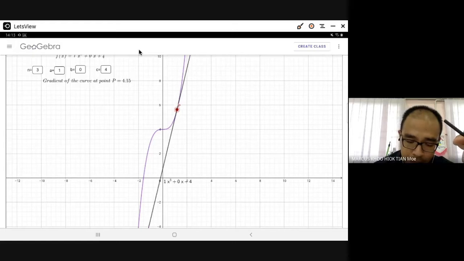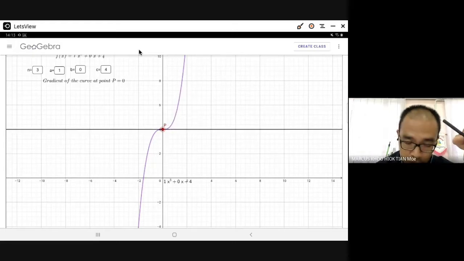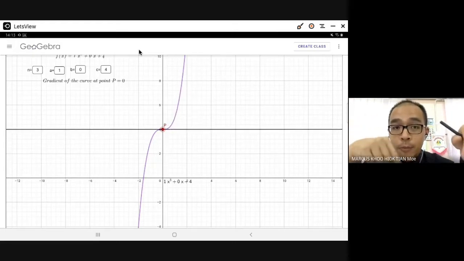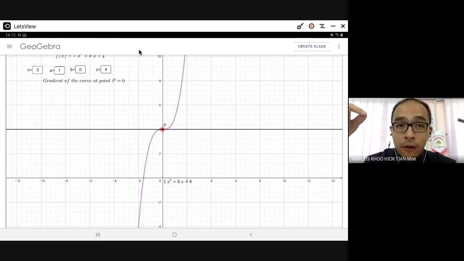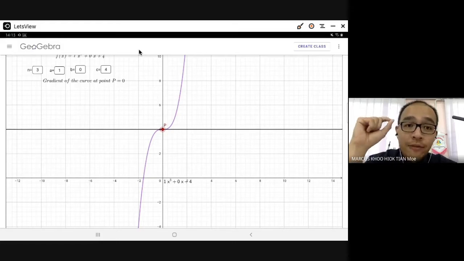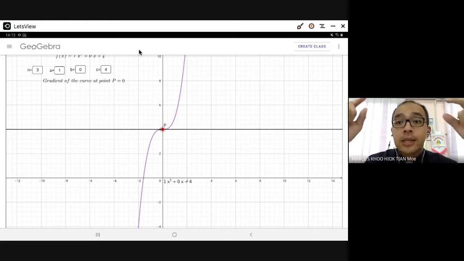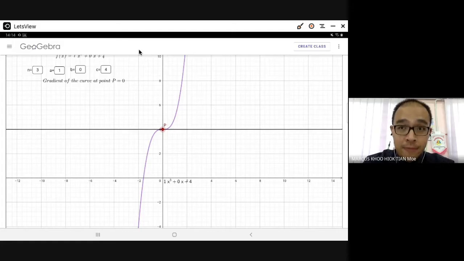So that means that this dy/dx equals 0. Okay, this particular point P, (0, 4), yeah, (0, 4). This point is what we call a point of inflection. Okay, a point of inflection because the gradient doesn't change sign. Okay, so this is the only condition for the gradient not to change sign.